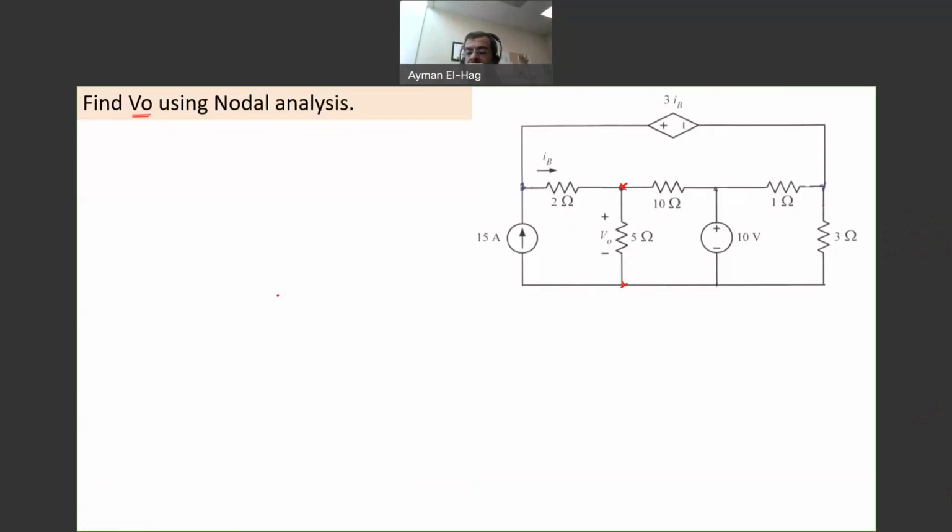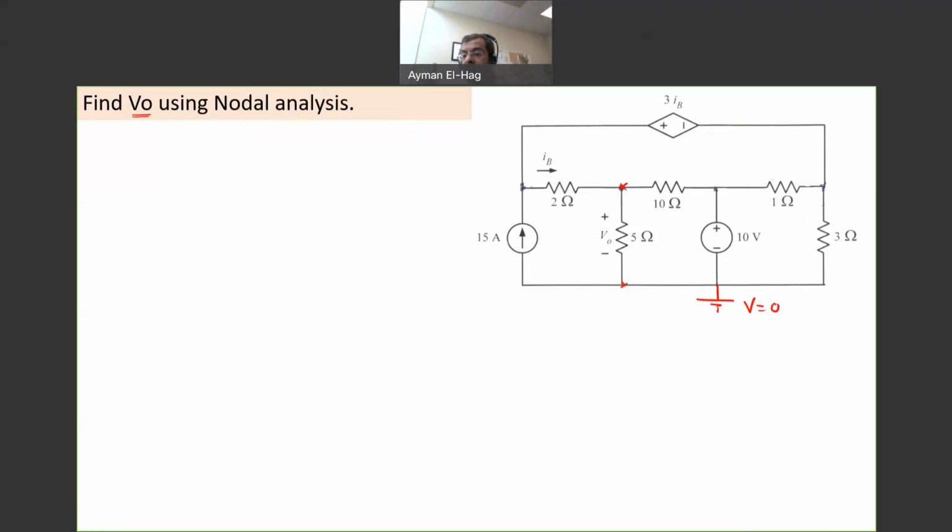First, we need to select a reference point. So the negative side of the voltage source is always an ideal location, because this will help us to eliminate one of the nodes and find its value. So this will be your V equal to 0.